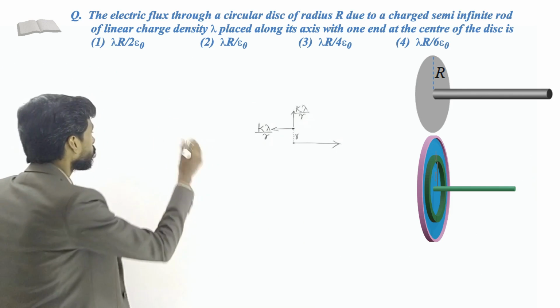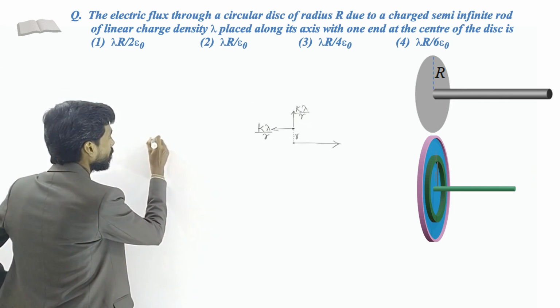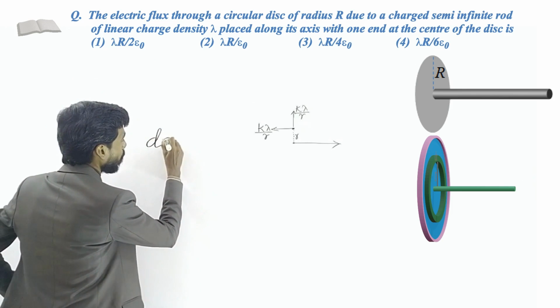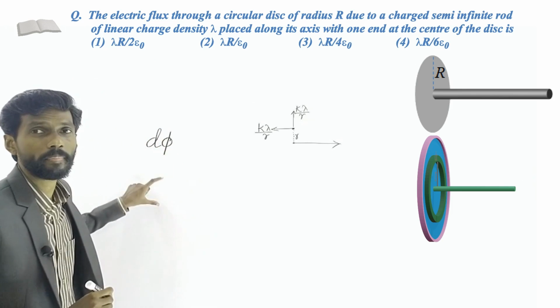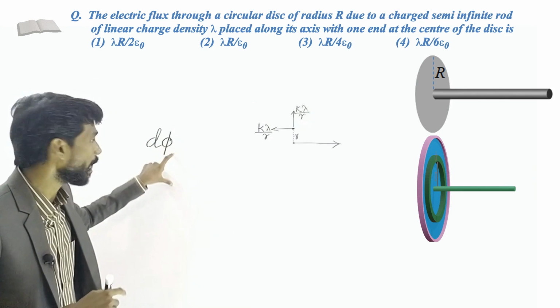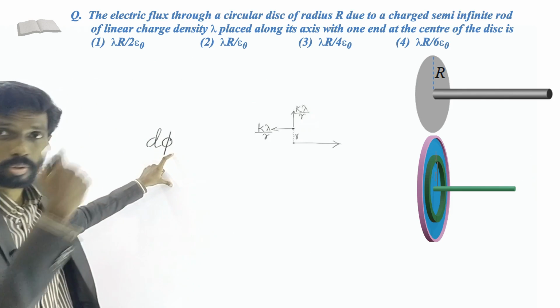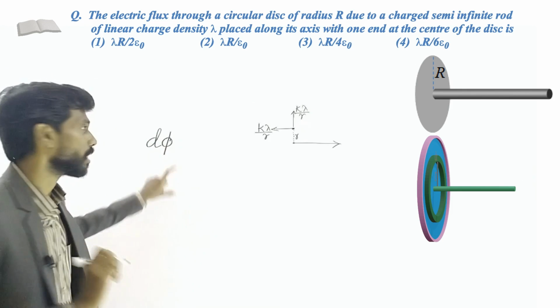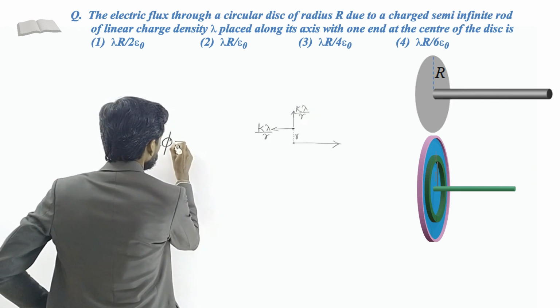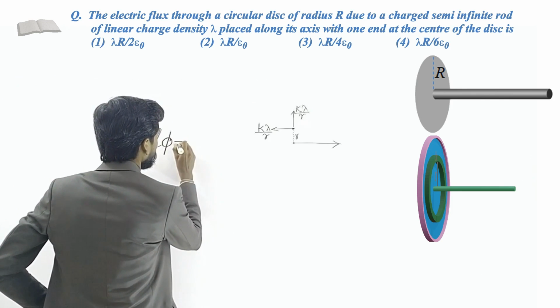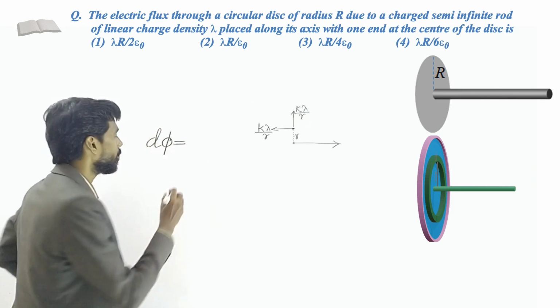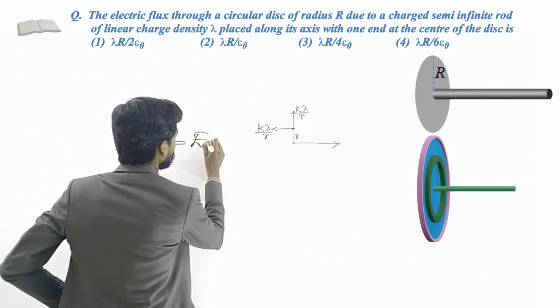So that has value. This is the flux, the flux only due to that small portion, so we denote it by d phi. After integration we'll get phi, which is the electric flux due to the entire disk. So this has value, the electric field multiplied by the area.